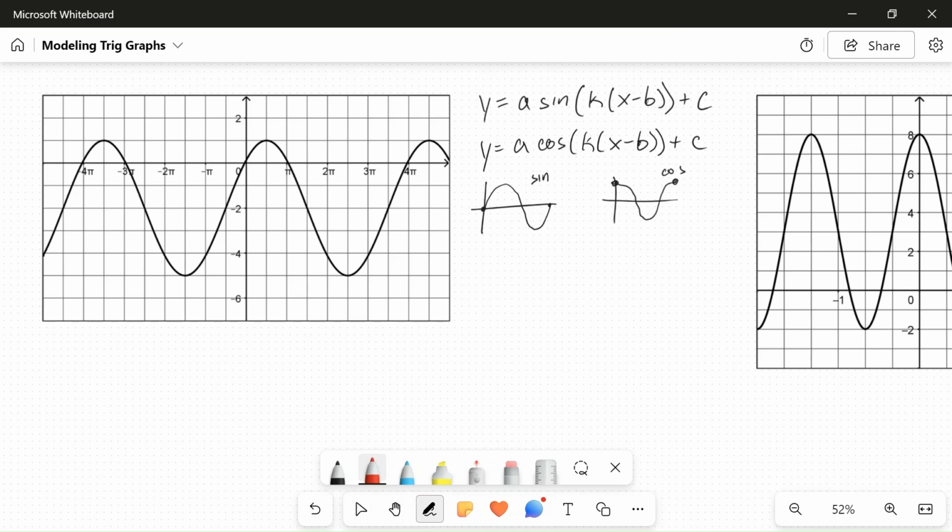And one thing to remember too, when you're looking at a graph, because the graph is periodic, there are actually infinitely many ways we could write this equation, just depending on what we choose for the rectangle, where we want it to start. Okay.